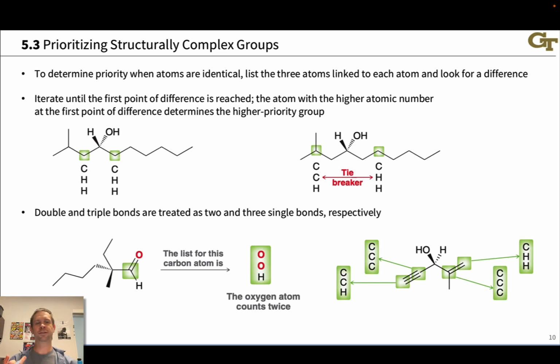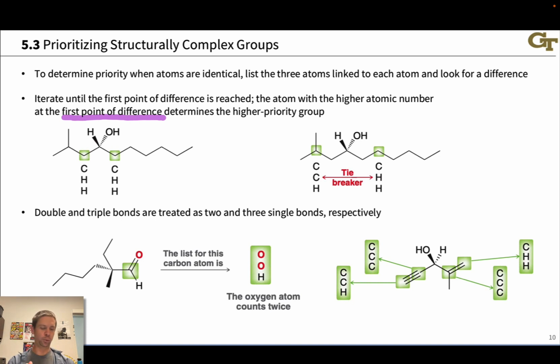First, prioritization when atoms are identical. This is a very common situation where, for instance, we're going to run into 2 carbons, which obviously have the same atomic mass. So how do we distinguish or prioritize these groups? The way we do this is iteratively looking for, and this is a key term here, the first point of difference, as we walk along the chains of the 2 groups that we're interested in looking at. And at that first point of difference, the heavier atom is associated with the higher priority group.